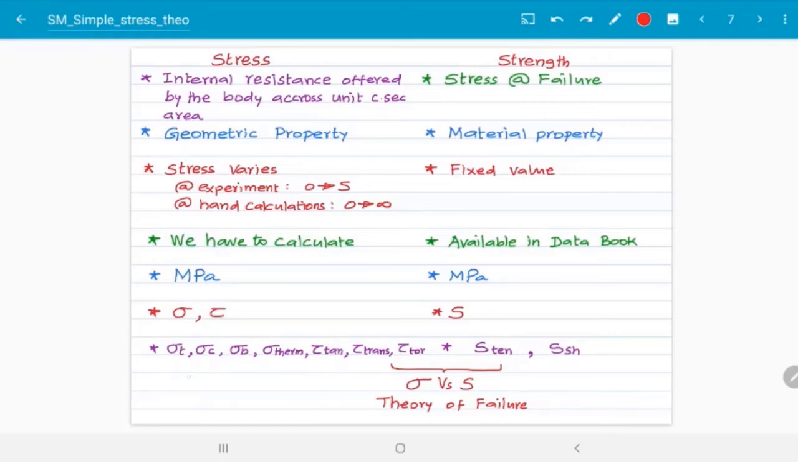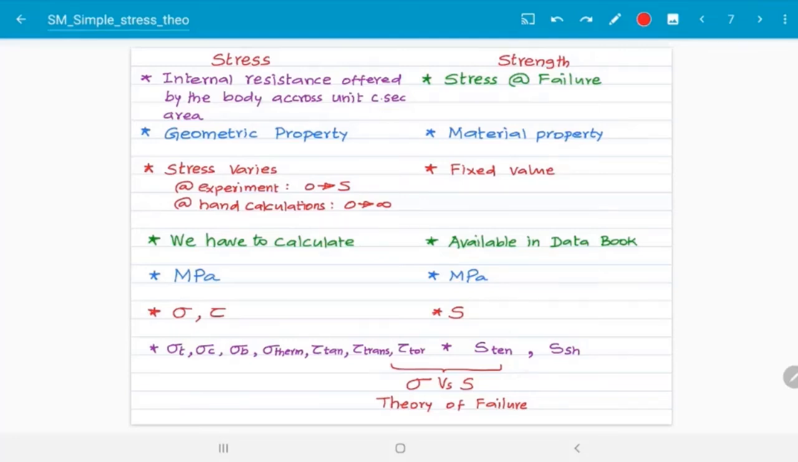Why are we doing transformation? In order to calculate principal stress and tau max. Why are we calculating the principal stress and tau max? Sir, we have to compare the principal stress with the tensile strength, sir. We have to compare the tau max with the shear strength, sir. Why? That is the theory of failure, sir. Why are we using the theory of failure? To take a decision whether the component will be safe or not.